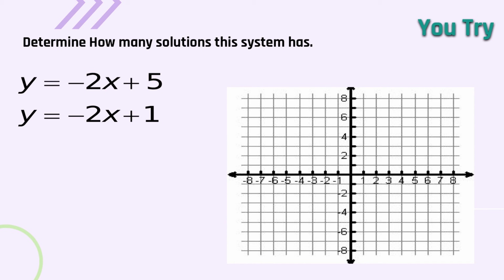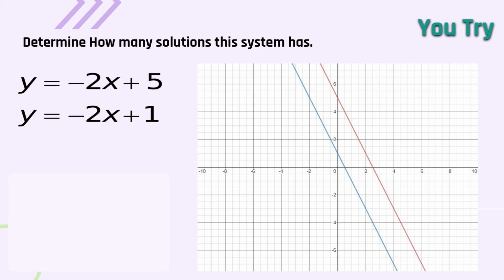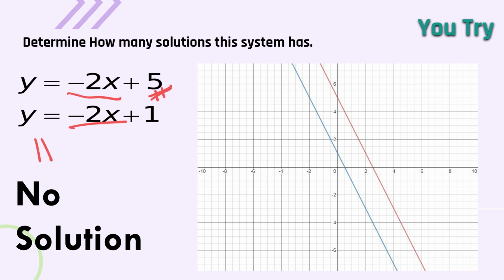So this next one, determine how many solutions the system has. y equals negative 2x plus 5, y equals negative 2x plus 1. If we look at the equations of the lines, even before you graph them, we can see that the slopes are congruent, but the y-intercepts are not equal. So these lines are parallel, and parallel lines never intersect, which means there is no solution to this system.